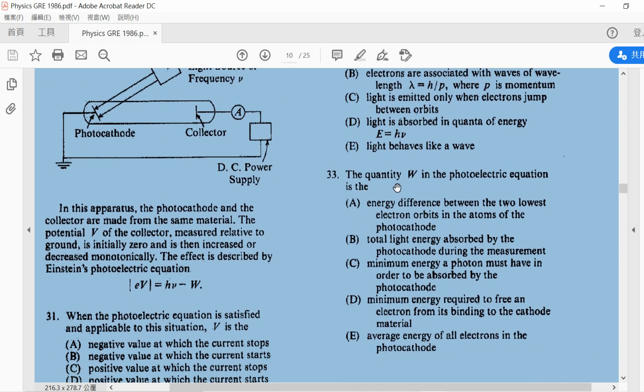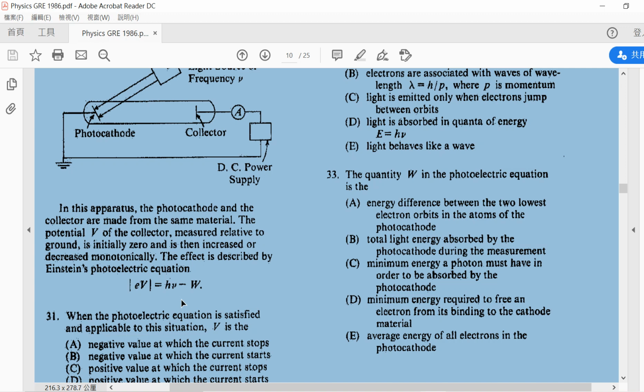And then E is not correct because in the photoelectric effect you view light as a particle. And 33 says the quantity W is in the photoelectric equation. Basically, this is the work function. So work function means how much energy that electron should absorb, then it can leave the metal.